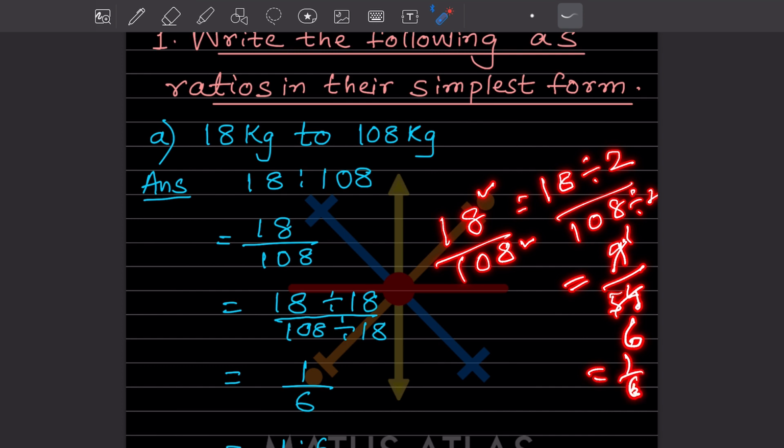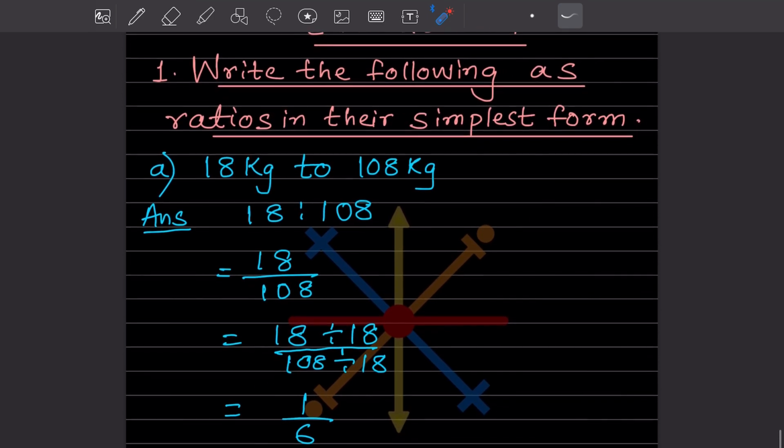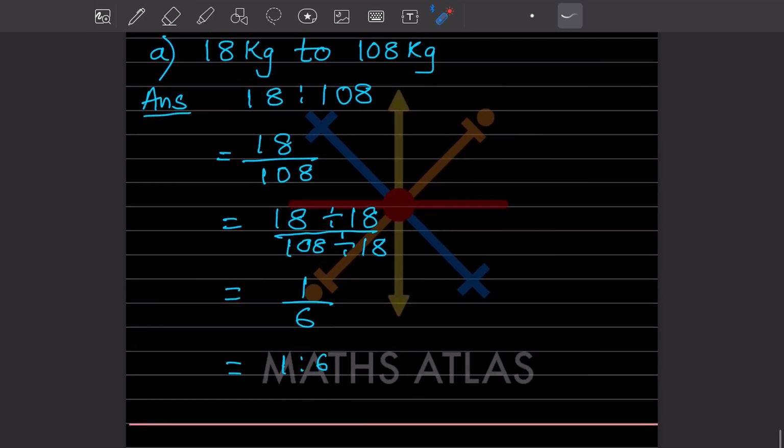Okay, now we will go on. Then we have to write this one as a ratio. So we got 1 by 6. So in the form of a ratio, whenever you have 1 by 6, you are going to write here 1:6. So this is the answer.